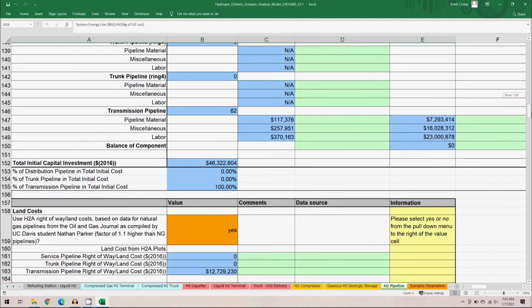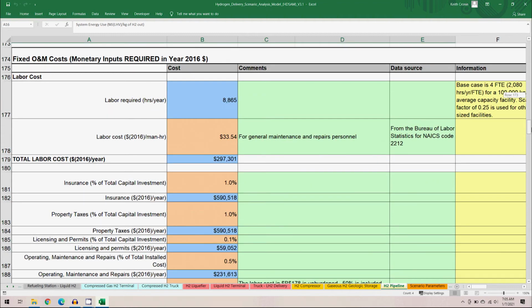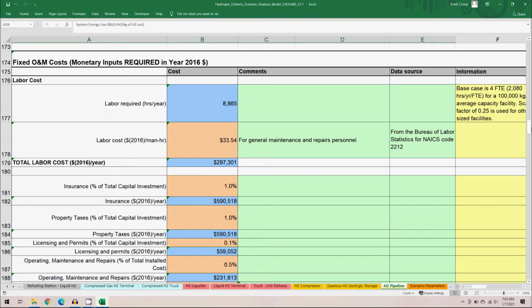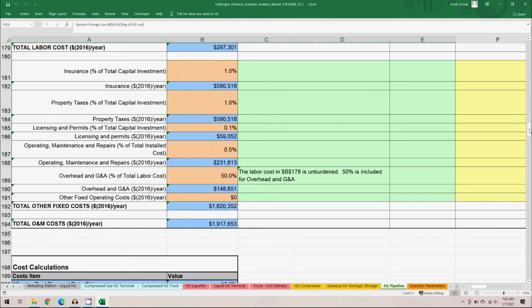In the fixed O&M costs table, the inputs of interest include labor cost, insurance, property taxes, licensing and permits, operating maintenance and repairs, overhead and G&A, and other fixed operating costs.